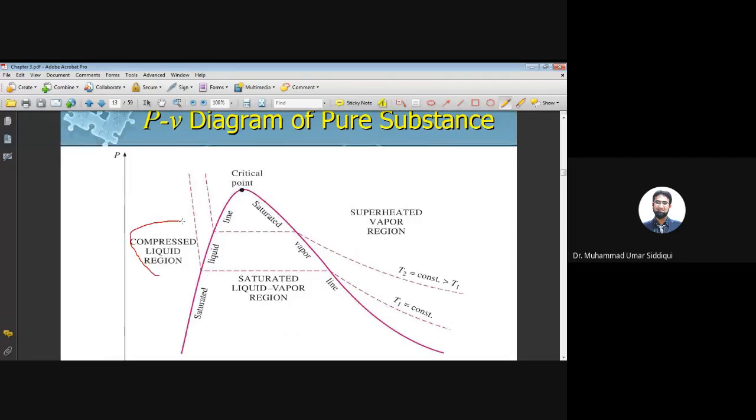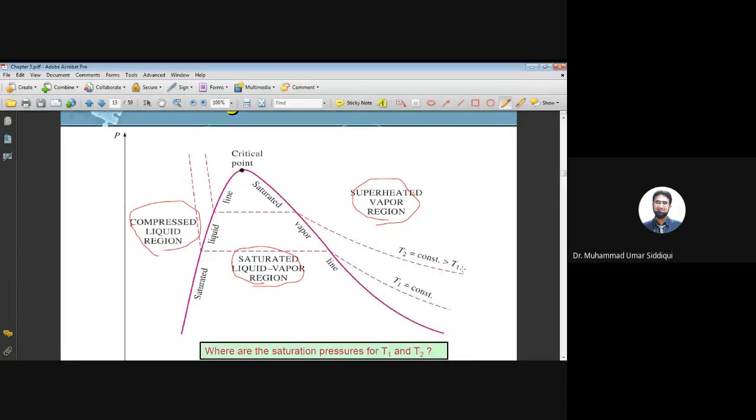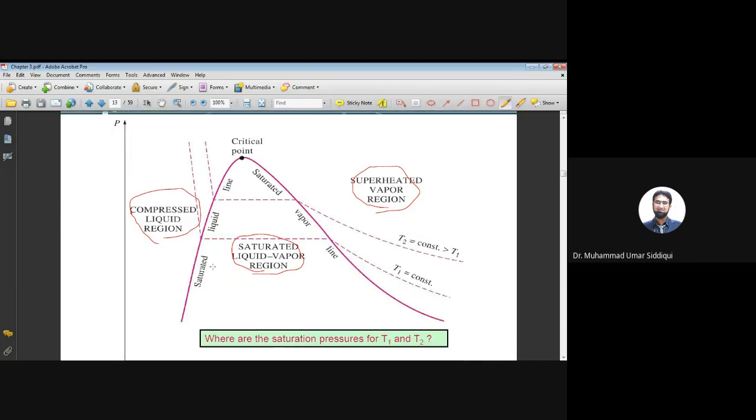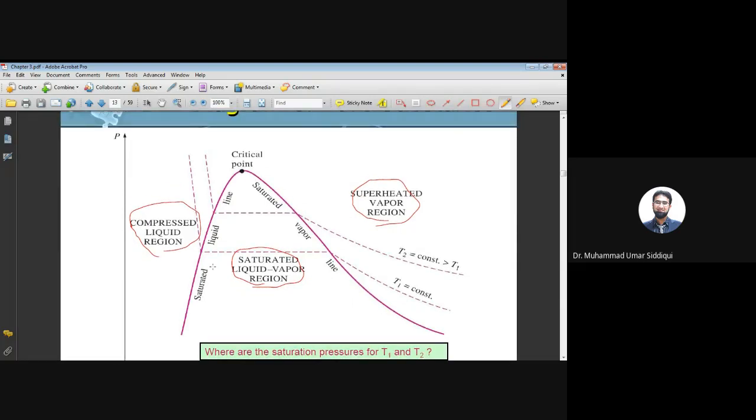Again, you will have a compressed liquid region, a saturated liquid-vapor region, a superheated vapor region, a critical point, a saturated liquid line, and a saturated vapor line. If you draw the constant temperature lines, they will go down, because pressure and temperature have an opposite reaction to specific volume. Is this point clear? Yes, sir. Okay.